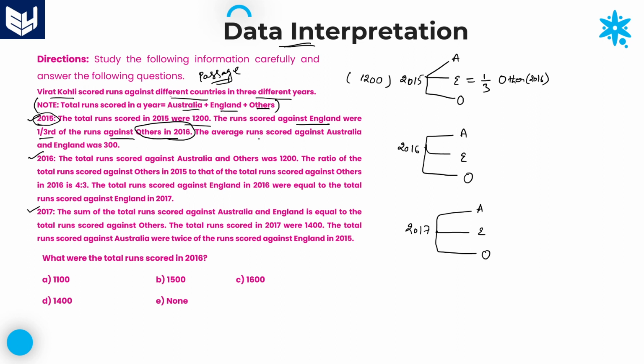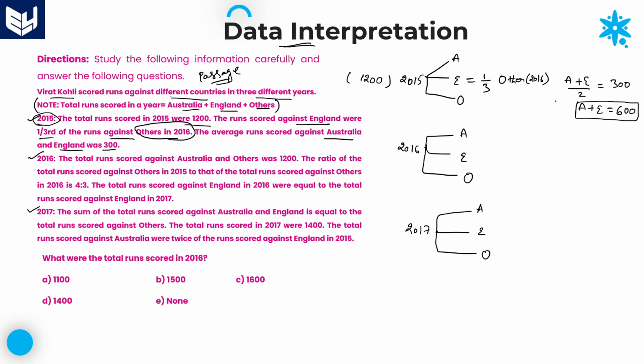And next, the average runs scored against Australia and England is equal to 300. Here, the average of Australia and England. As we all know, average is nothing but the sum divided by the number of countries, that is 2, which is equal to 300. So from this, it is very clear that Australia plus England is equal to 600, 300 into 2. This summation is very important to remember.